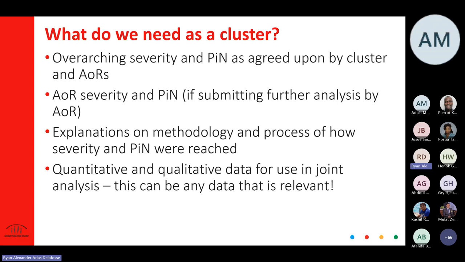And then you will want to have resources, any quantitative and qualitative data for you to use in joint analysis, and that can be any data that's relevant. Ultimately, these are the basics that you need to be prepared for JIAF 2.0. As you can see, it's really not that much. It's just making sure that you have your severity and PIN, that you have your context analysis, and that you're prepared to engage.